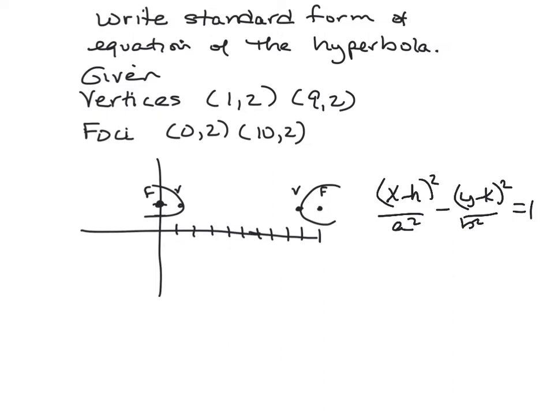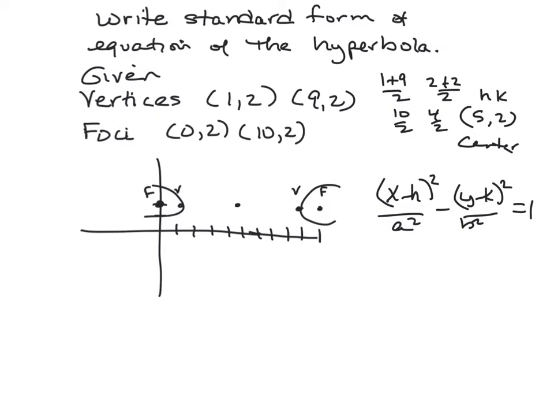First thing I can find is the center, and I can use the midpoint formula to find the midpoint between the two foci or between the two vertices. If I find it between the two vertices, I would add the x's, divide by 2, add the y's, divide by 2. 10 over 2, 4 over 2, so 5, 2 is going to be my center point, which is my h and k. Let me graph it.